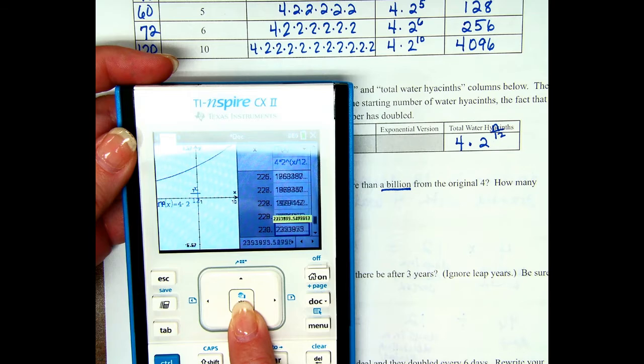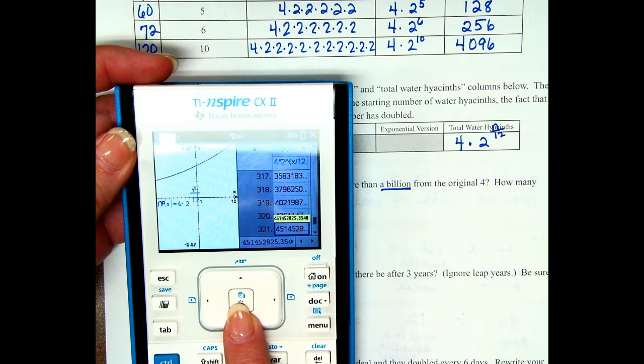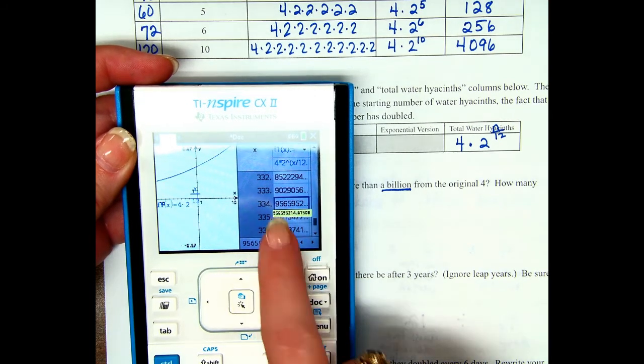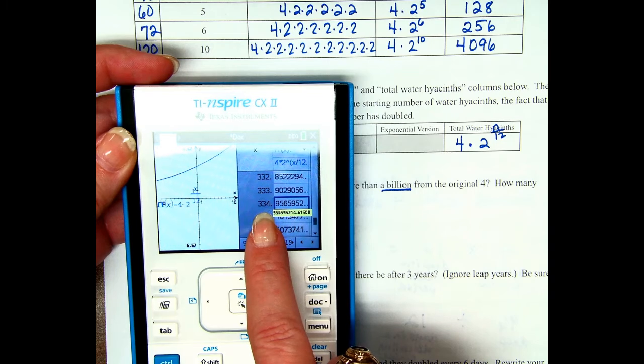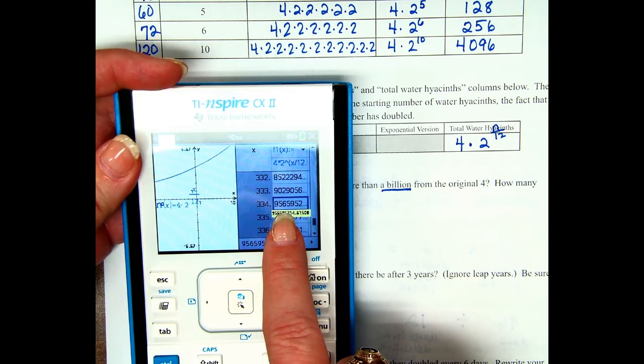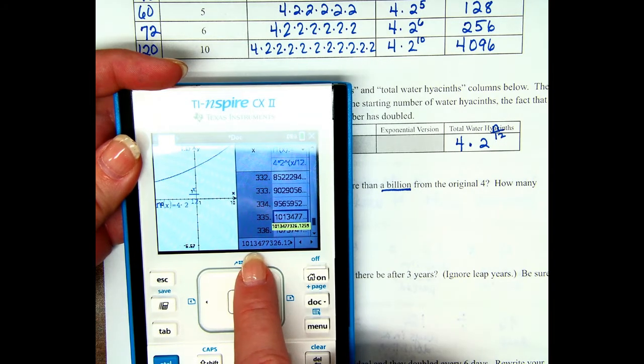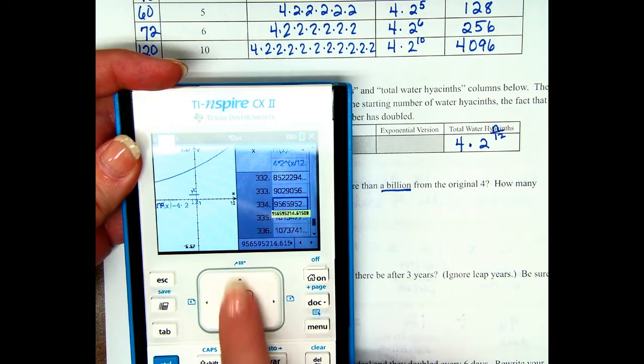Now I'm at 1,000,000. Now I'm at 10 million. 100 million. Almost there. 7, 8, 9. Right here at 334, I am at 956 million. And at 335, I'm at 1,113,000,000. So what do you think I should put? 334 or 335?